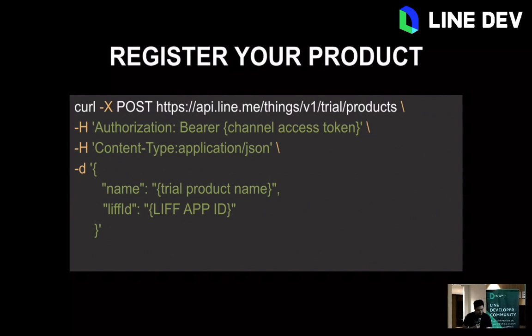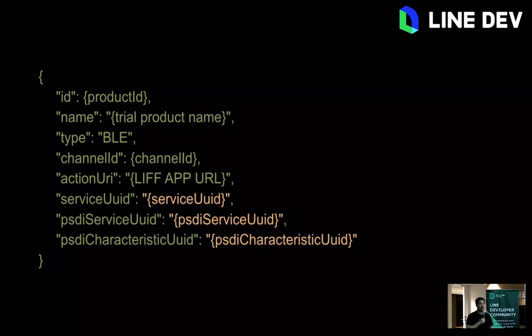Now, after you register a product, you'll be given this kind of response. What you need to take note of here is the service UUID and the two other UUIDs. These are your specific unique identifiers for your own product.